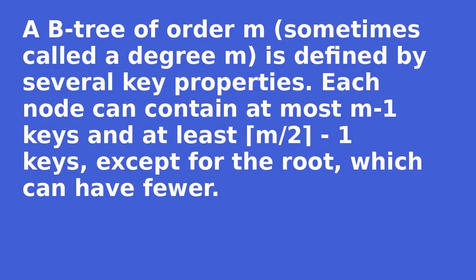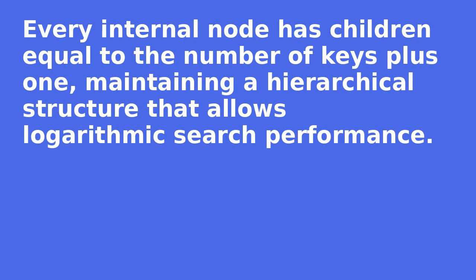A B-tree of order M, sometimes called a degree M, is defined by several key properties. Each node can contain at most M-1 keys and at least M/2 minus 1 keys, except for the root, which can have fewer. Every internal node has children equal to the number of keys plus 1, maintaining a hierarchical structure that allows logarithmic search performance.